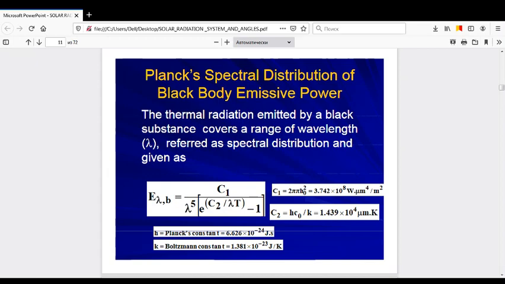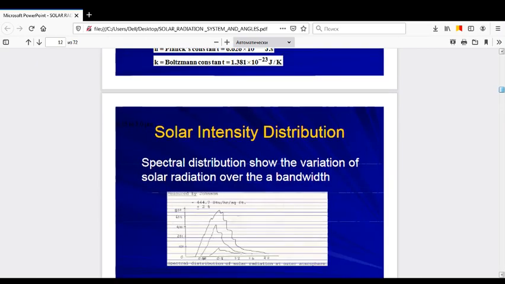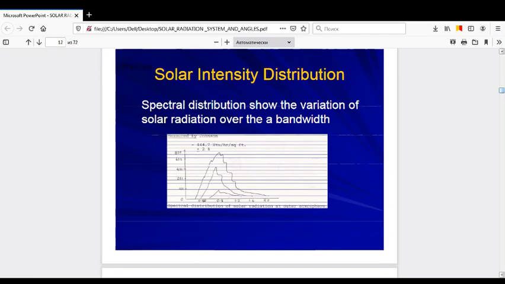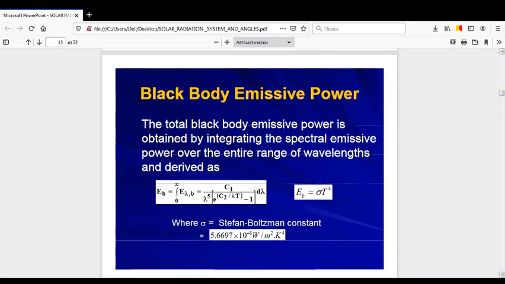constant whose value is 6.22 into 10 to the power minus 24, and k is the Boltzmann constant whose value is 1.38 into 10 raised to the power minus 23. Now solar intensity distribution. Spectral distribution shows the variation of the solar radiation over the bandwidth as shown in the figure. Now black body emissive power.